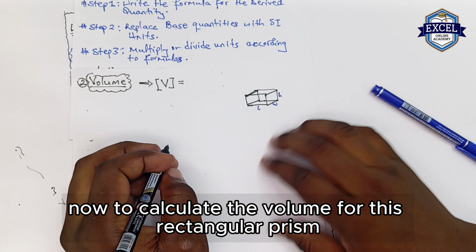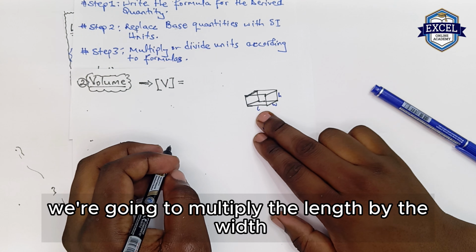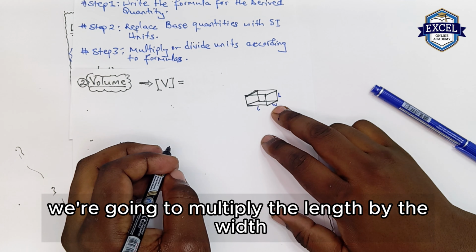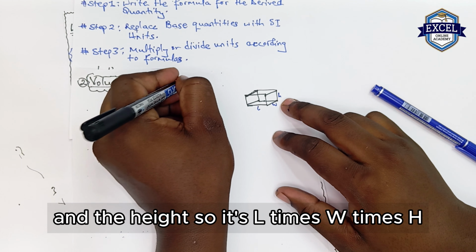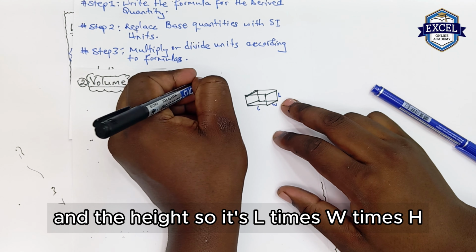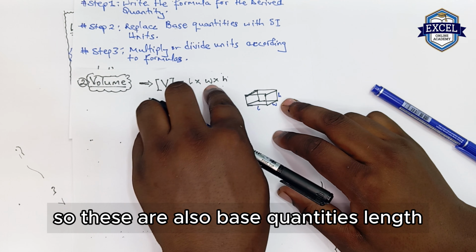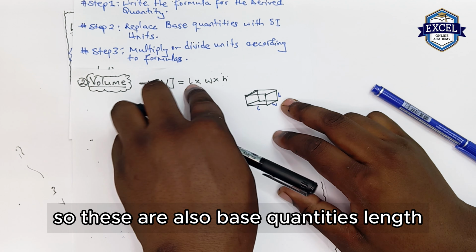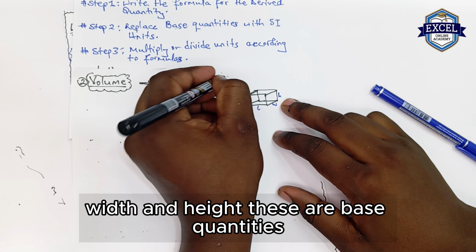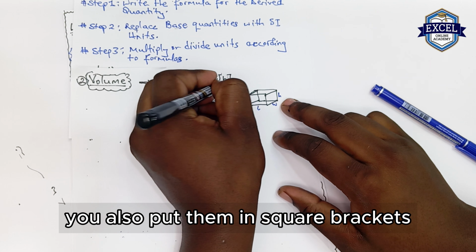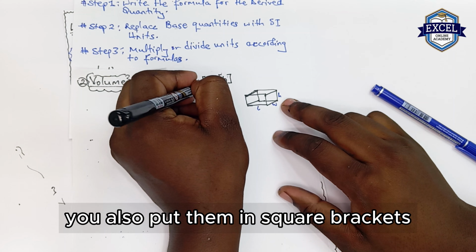Now to calculate the volume for this rectangular prism, we're going to multiply the length by the width and the height. So it's L times W times H. These are also base quantities. Length, width and height, these are base quantities. You also put them in square brackets.